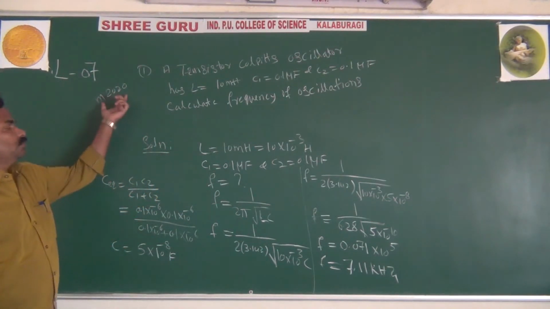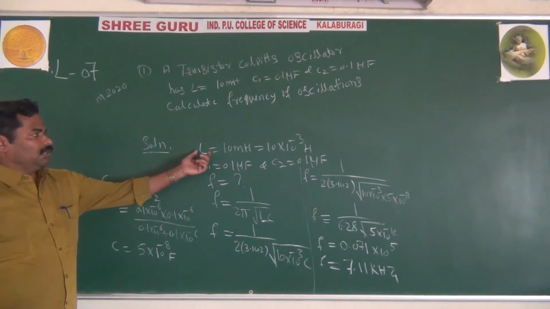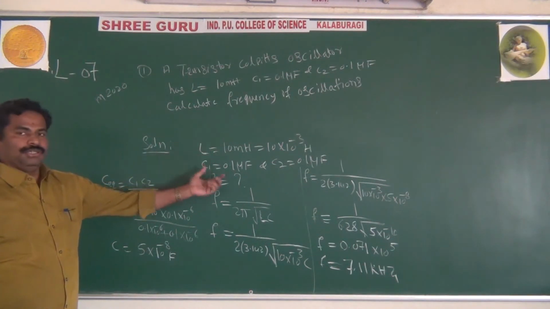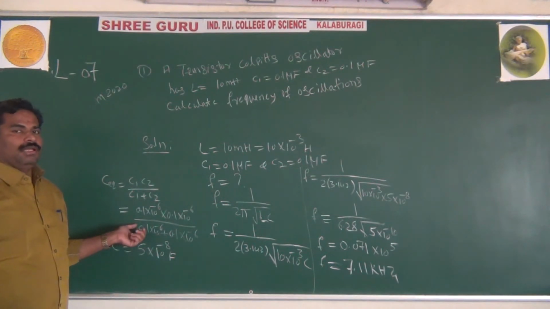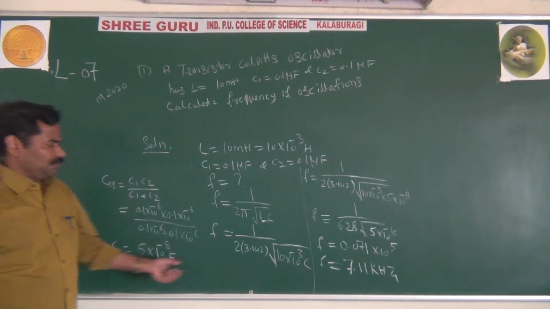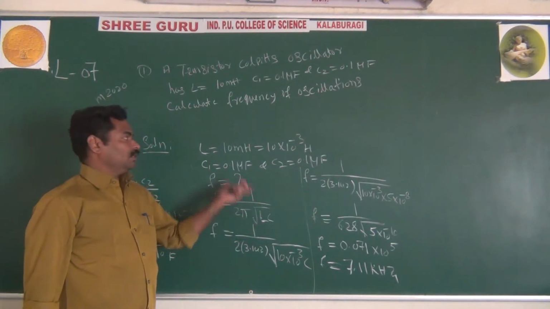This was asked in 2020. Very simple. They will give the L value, C1 and C2. The thing is that we know the formula, but you have to calculate the effective C value. You have to find the effective capacitor value, and if you know this value, you can substitute in the formula and simplify it. You will get the answer.